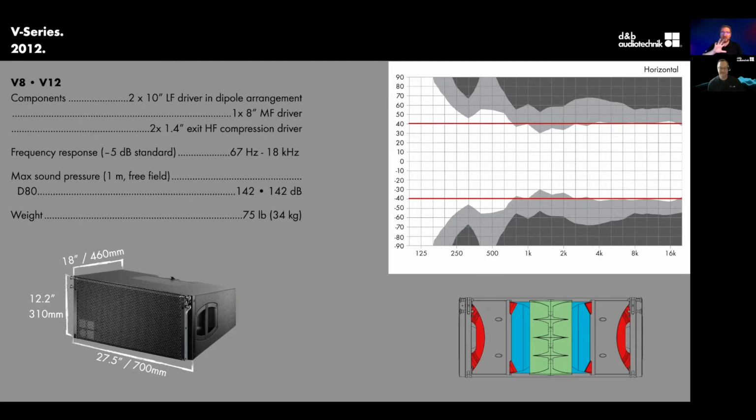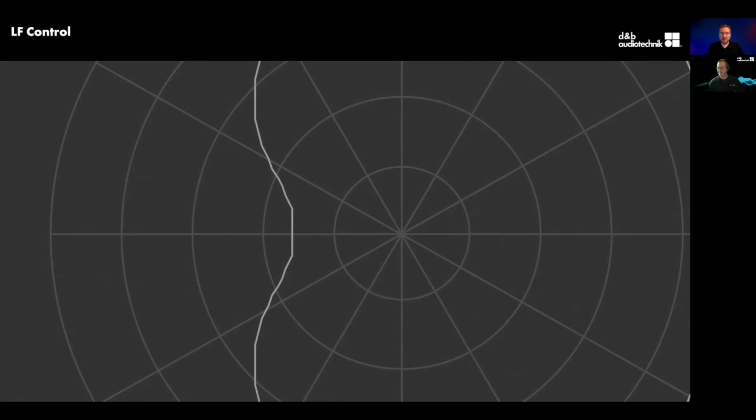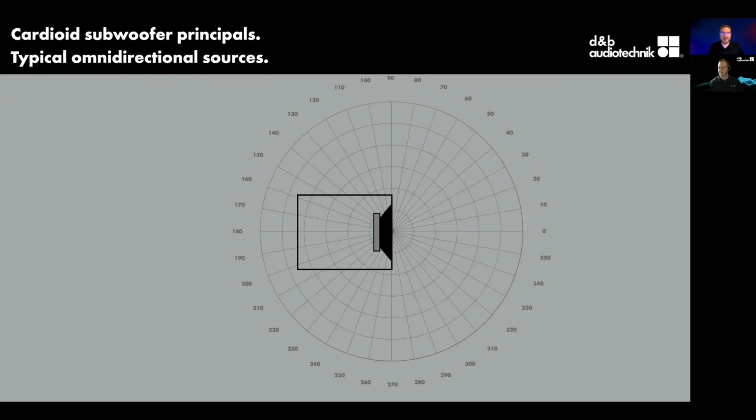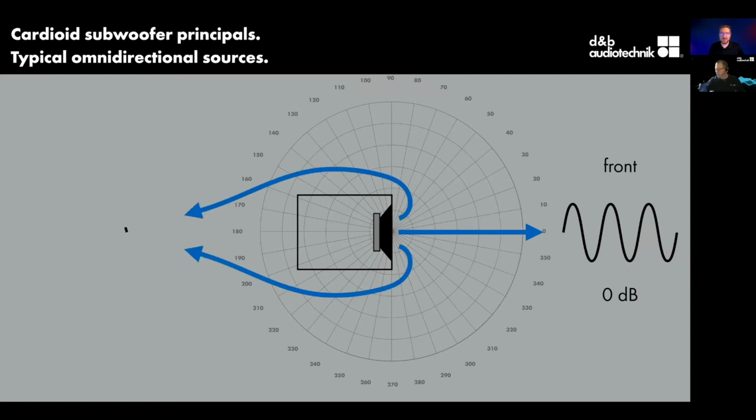So while we were working on the top cabinets, our mid-frequency, high-frequency cabinets, we were also working on pattern control to the lower frequencies. And that's where we start talking about what some people might refer to as the black magic of sound, which is low-frequency directivity. If we take a look at the pattern for a typical omnidirectional source, you're going to get energy going to the front, and you're also going to get that same energy from that front-firing driver towards the back.